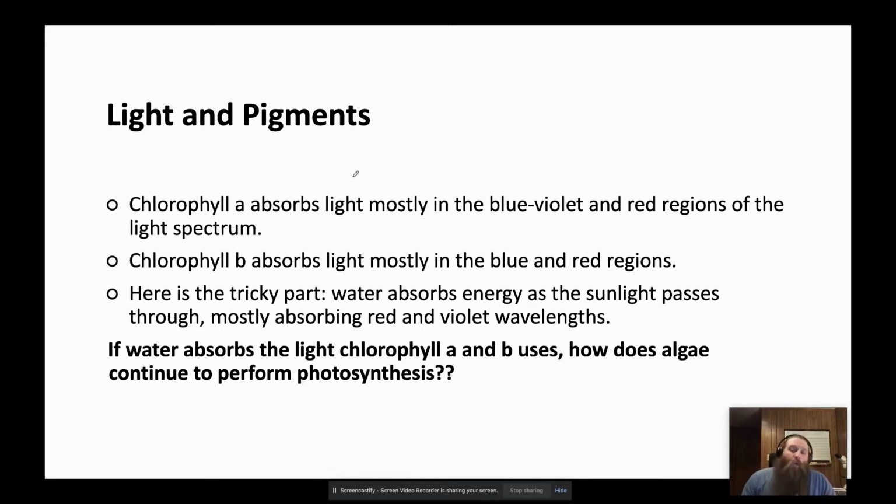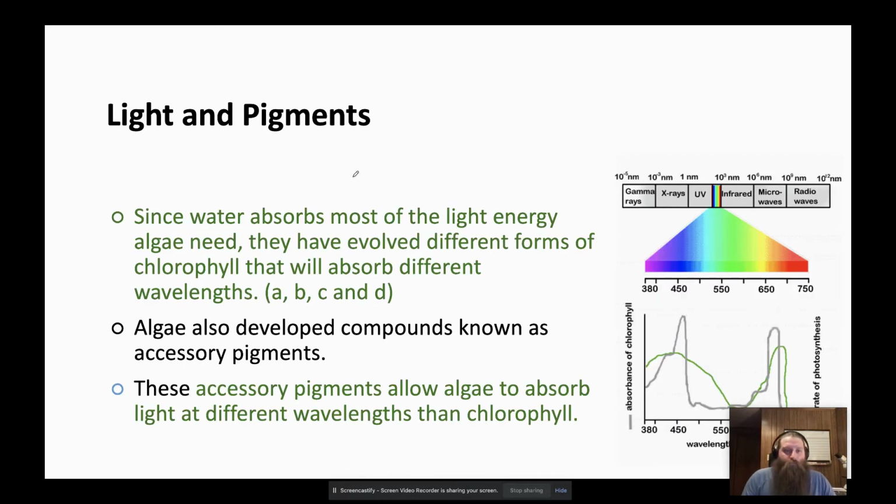But if you're underwater, you have to think about the fact that water absorbs energy as the sunlight passes through it. And it usually absorbs red and violet wavelengths first. And so if water is absorbing all of the energy that chlorophyll A and B is going to generate for you, then what does algae need to do in order to still be able to generate energy by photosynthesis, but also live underwater, right? I mean, it seems pretty obvious. We need a different pigment.